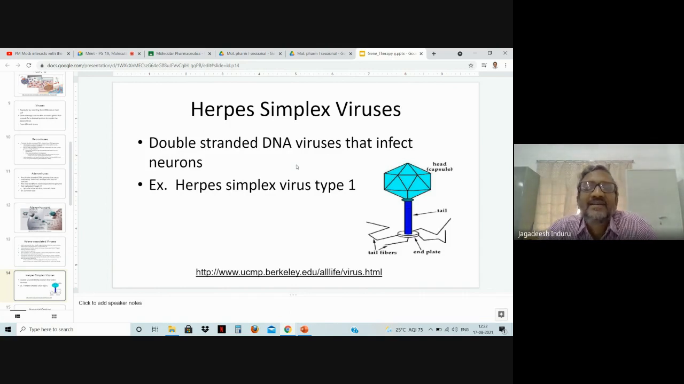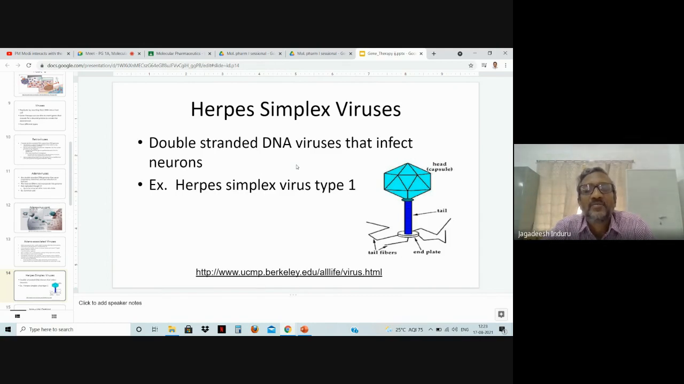The fourth one is herpes simplex virus. This is a double-stranded DNA virus that infects the neurons most of the time, which will be used for targeting nerve cells and changing the degeneration of the nerve cells where we have a disease. Most of the time it will be used for that.